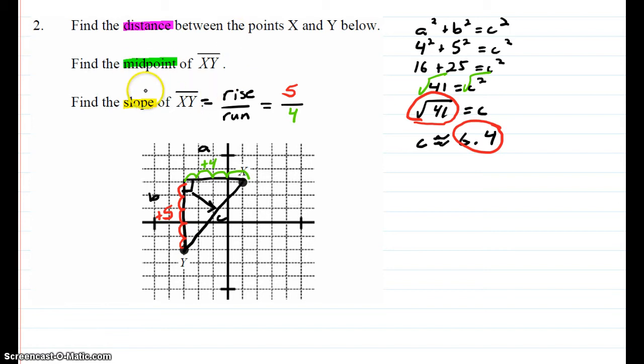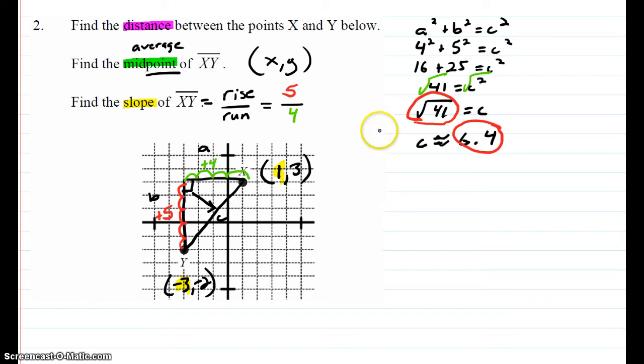Alright, the last one is find the midpoint. So to find the midpoint just means the middle of x and y. And so to find the middle of two numbers, we find the average of the numbers. So to do this, we're going to start by finding the ordered pair. So x is at 1, 3, and y is at -3, -2. And so the midpoint will have an answer of an x, y. And so all we do is we add up the x values, and we find the average, divided by 2.